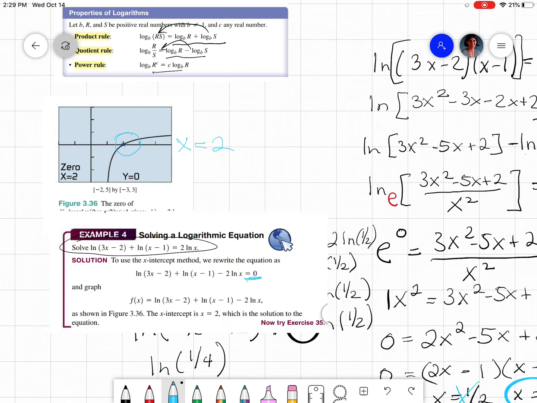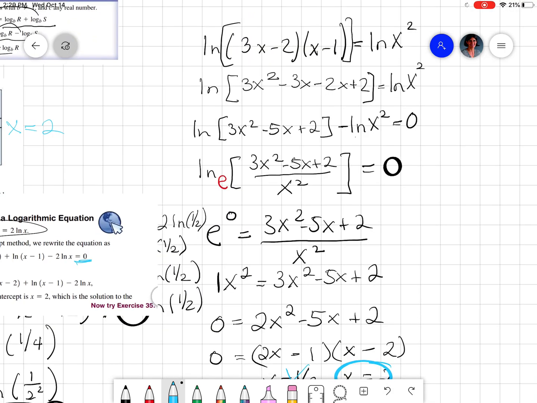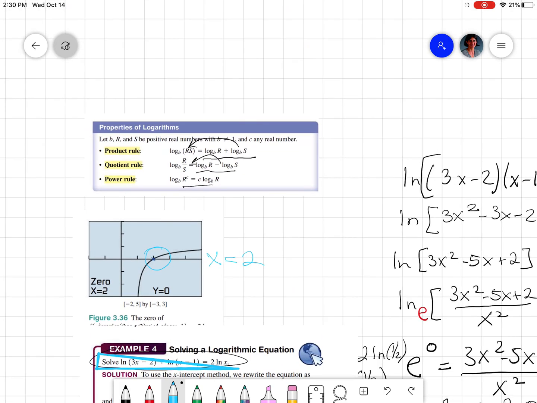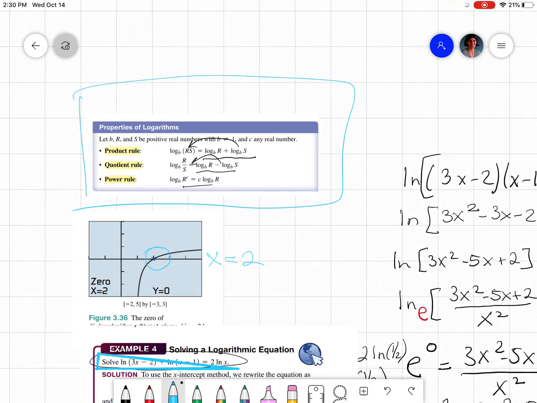So why did I do all of this? To show you that you can solve these algebraically. And what is your first step? Sorry, let's go back to the problem. What is your first step when you see something complicated? Well, your first step is to use the properties.